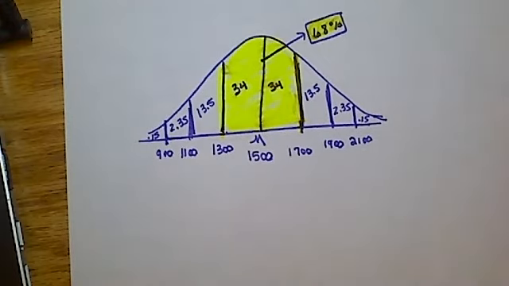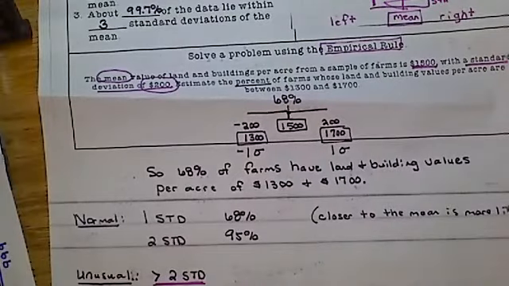Okay. So remember, if it's talking about normal and estimation with percentages, the empirical rule is pretty quick to help you find that information. Also remember that sometimes you have to put a sentence, okay, with statistics. So you might want to add to that: 68% of farms have land and building values per acre between $1,300 and $1,700.